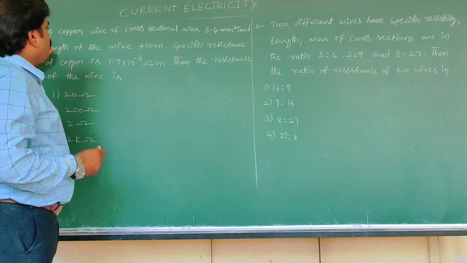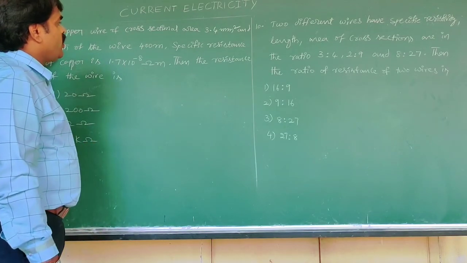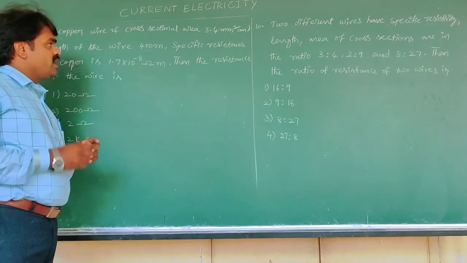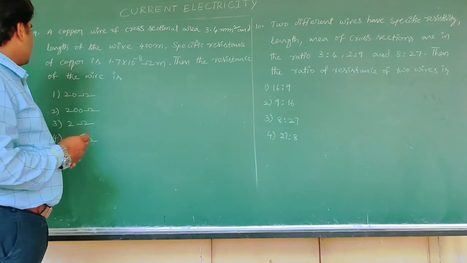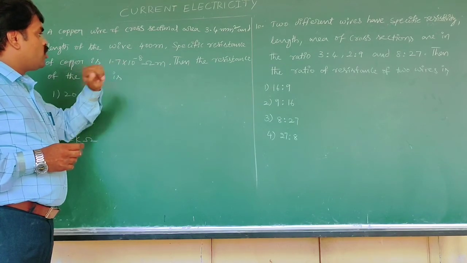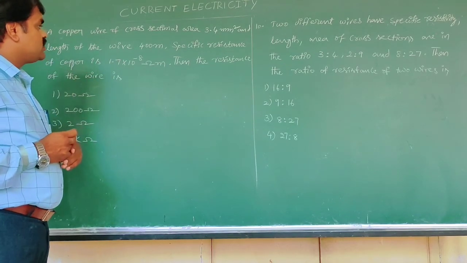Now the ninth problem. A copper wire has a cross-sectional area of 3.4 millimeter square and a length of 400 meter. The specific resistance of copper is 1.7 into 10 to the power of minus 8 ohm meter.